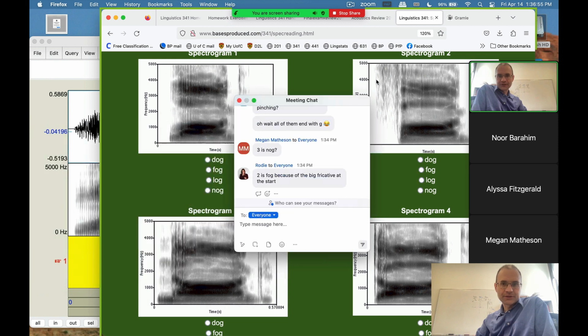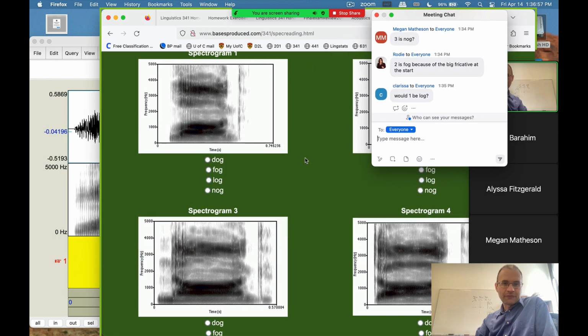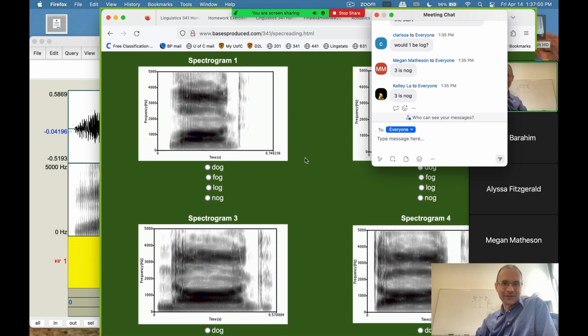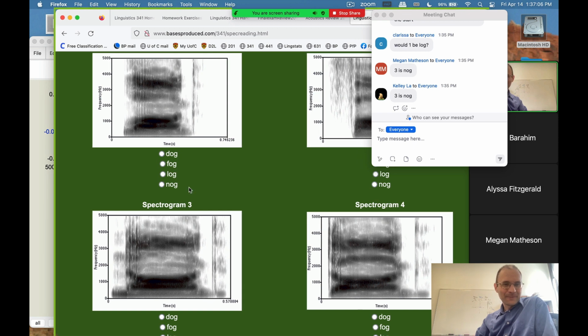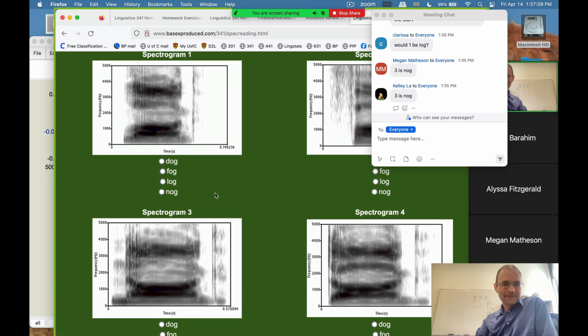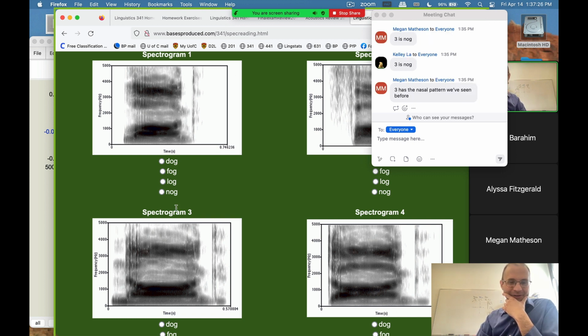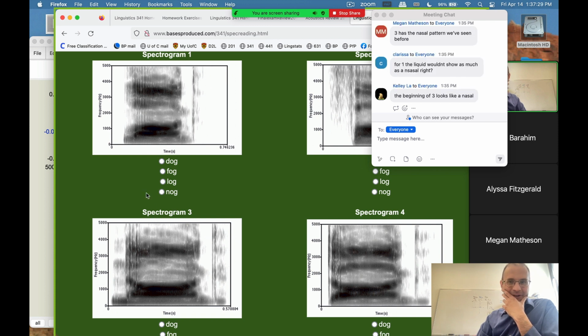Which one is which? Got to vote for log for 1 and nog for 3. Everybody's right. Everybody's scoring points here. How do you know exactly? Give me at least one clue for either L or N in these samples you see. 3 has a nasal pattern we've seen before. For 1, the liquid wouldn't show as much as a nasal. That's one way to think about it.